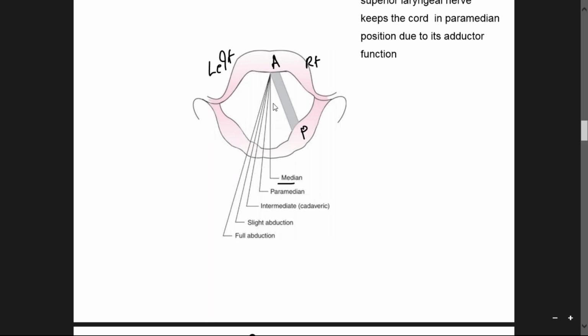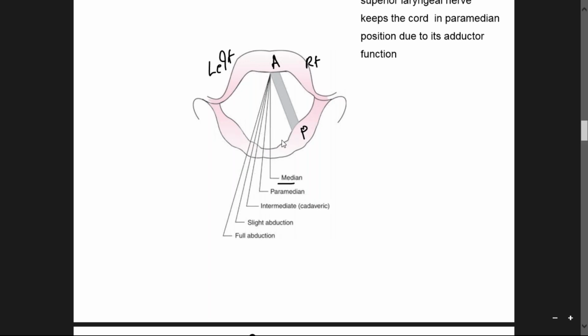Now, what we do over a period of time, I told you that you wait for a period of 6 to 12 months. You see whether this is compensating or not. If this is not compensating and the patient still has a breathy voice, what we do is we medialize the vocal cord. We medialize this vocal cord in the paramedian position.